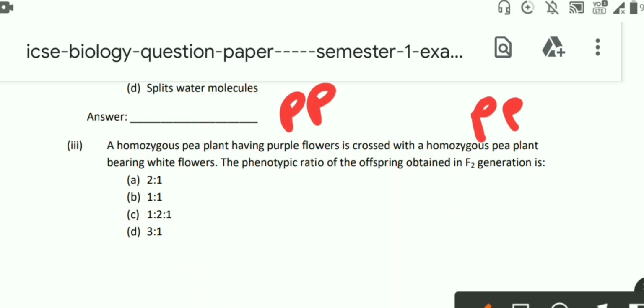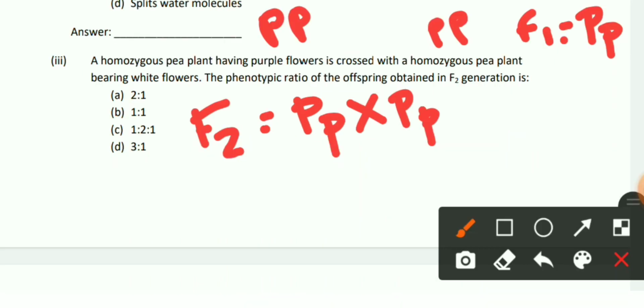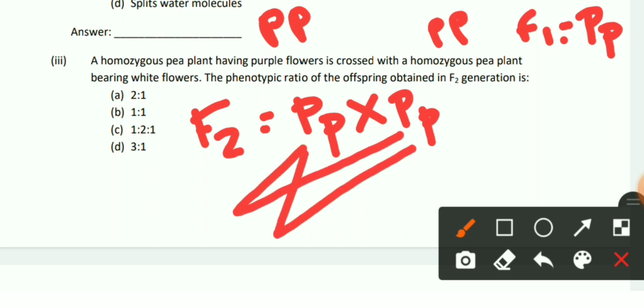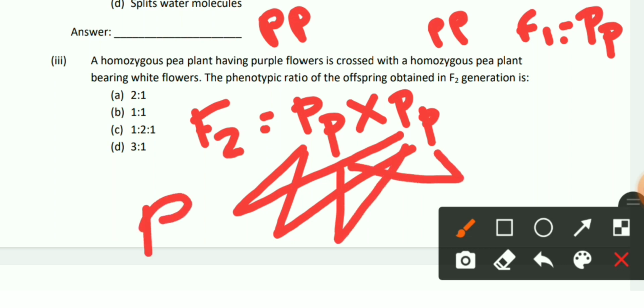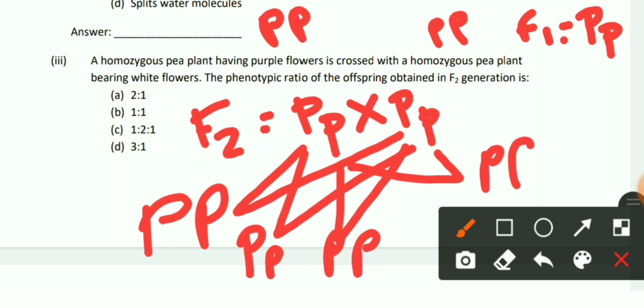The phenotypic ratio of the offspring obtained in F2 generation. So for F1 generation, we will get all offspring to be capital P, small p. That is purple. So for F2, let's see what we get. You can also draw a Punnett square for this one, but since I don't have that much place, I'm just going to use the basic one. So capital P, capital P, capital P, small p, capital P, small p, small p, small p.